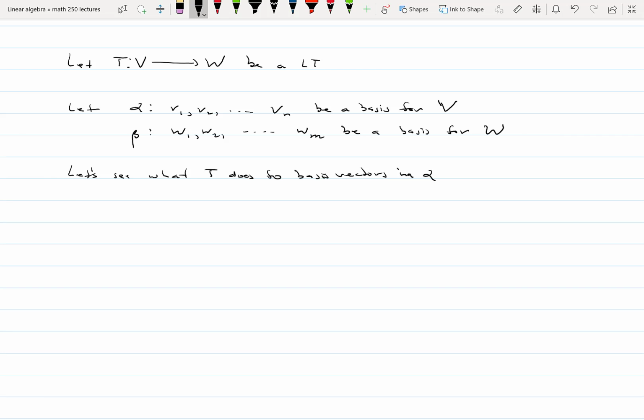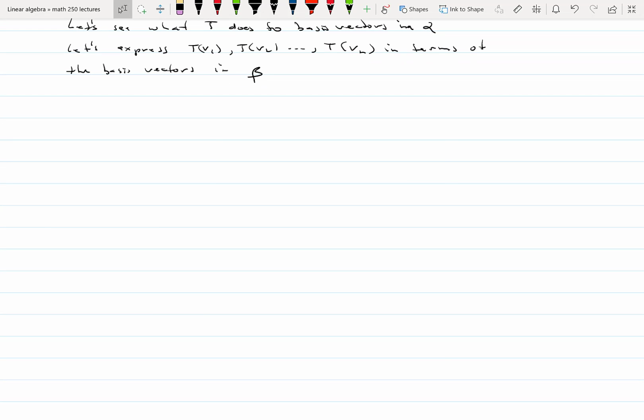And after we do that, or along the way, let's express those values, T of V1, T of V2, all the way up to T of Vn, in terms of the basis vectors in beta. Okay, so this is what we're going to be doing here.